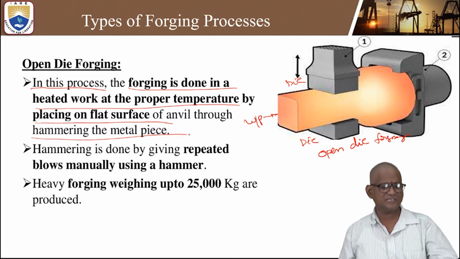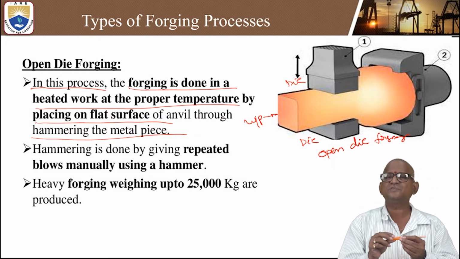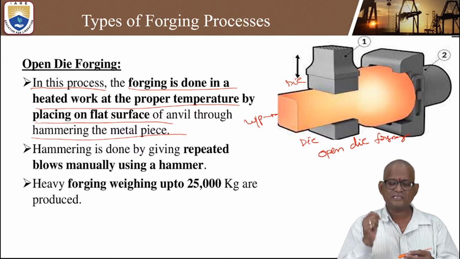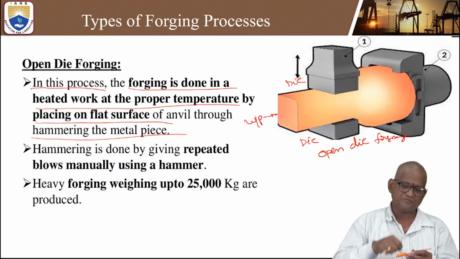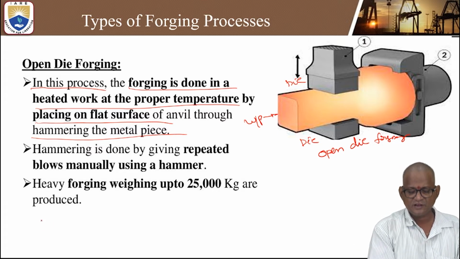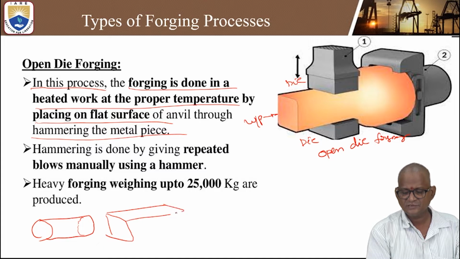This is what happens if you apply pressure: it automatically changes the shape. And hammering can obviously be done by repeated blows. For example, if there is a circular rod and you apply a blow, how will it become? It will be transformed into some rectangle.